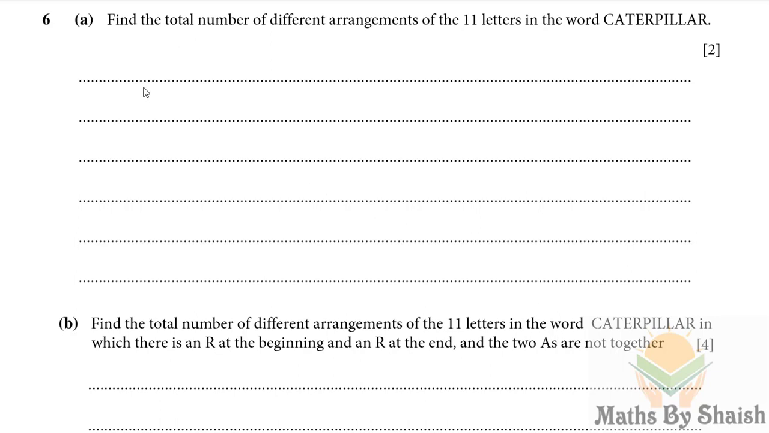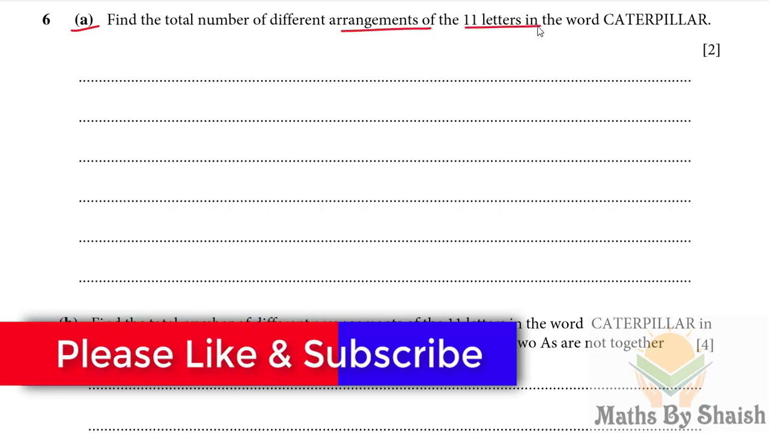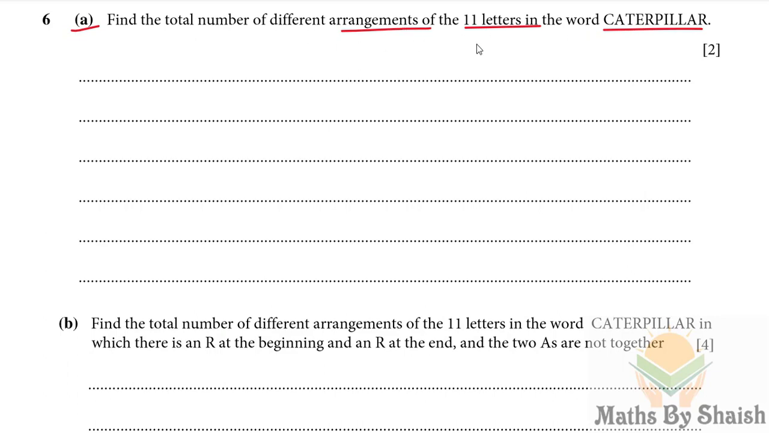And here's the sixth question. Find, the A part, the total number of different arrangements of 11 letters in the word caterpillar. So it's like find the different arrangements. There are 11 letters. So 11 letters can be arranged in 11 factorial ways. And then we'll see the duplicacy. So we'll remove that. We can see there are 2 A's, 2 L's, and 2 R's. So there we'll divide this by 2 factorial, 2 factorial, and 2 factorial, and that will be the answer.